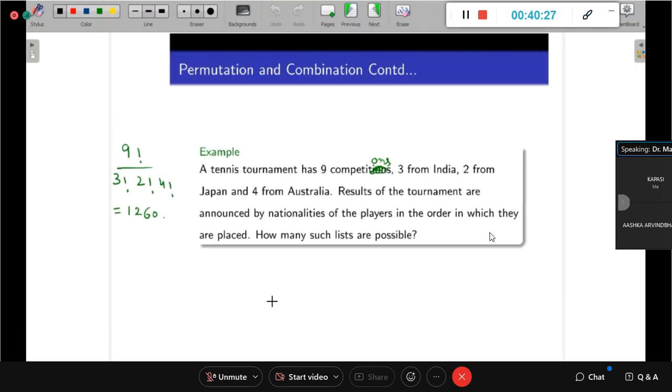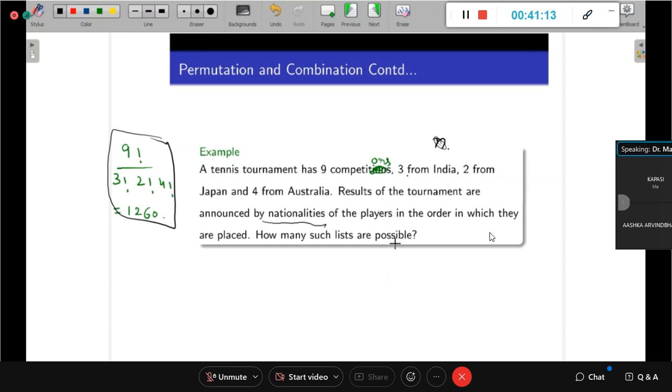So let's take one example. I think the answer is given here, but don't focus on that. A tennis tournament has 9 competitors, 3 from India, 2 from Japan, and 4 from Australia. The results of the tournament are announced by nationalities of the players. So it's very clear now, nationalities here. So let's take n1: 3 are Indians, 2 are Japanese, and 4 are Australian, in which they are placed. How many such lists are possible?